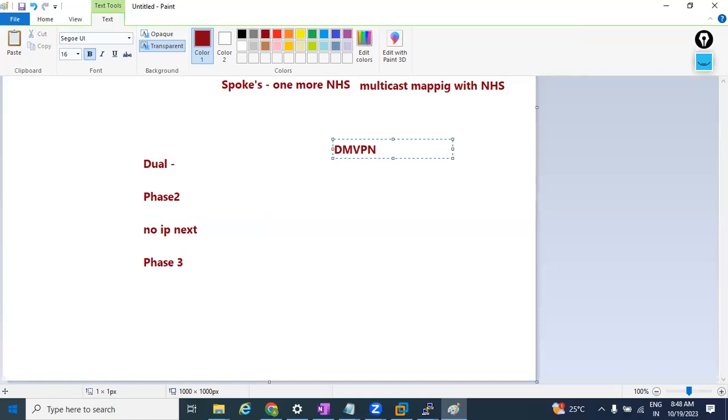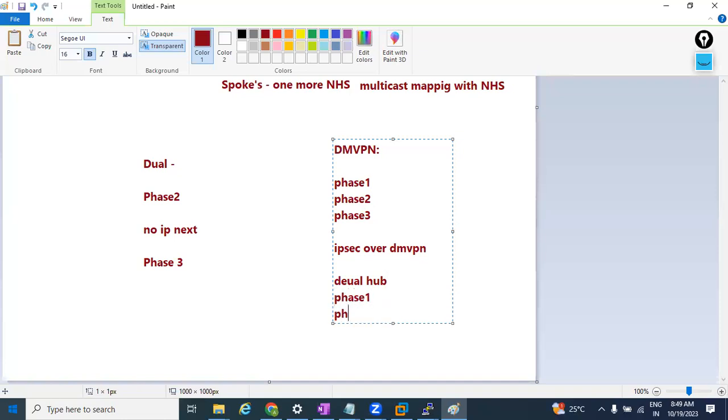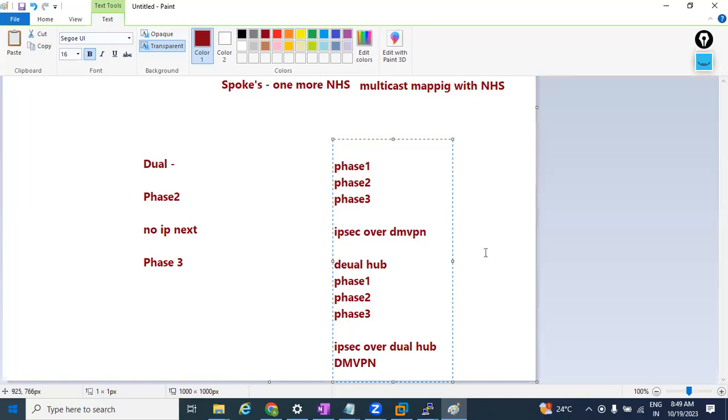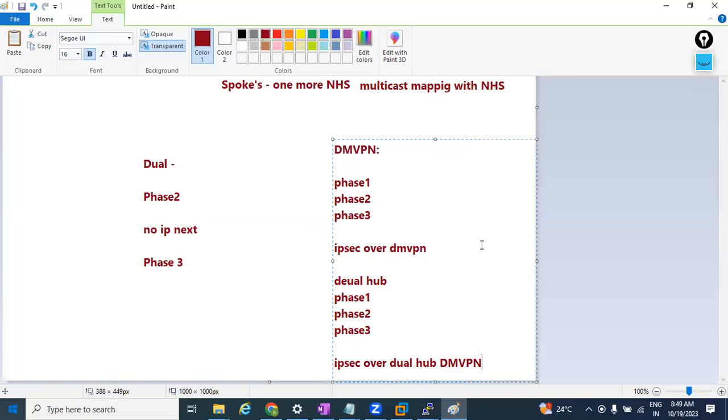First of all, DMVPN. Here you have to start with phase 1, then phase 2, phase 3. After that, IPsec over DMVPN, then dual hub, again with phase 1. You have to practice phase 2, phase 3, and then IPsec over dual hub DMVPN. Note it down if you want to make a note of how you have to practice it. This is the sequence.